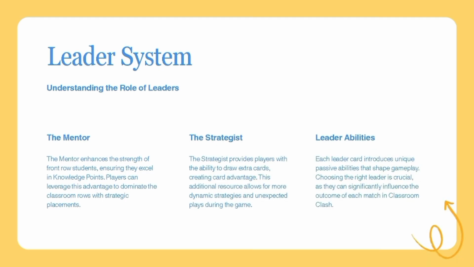The leader system. Each player selects one leader at the start of the game. Leaders provide unique passive abilities that influence gameplay. For example, the mentor strengthens students, particularly in the front row, while the strategist focuses on card advantage by allowing extra card draws. Each leader encourages different placement, making each match feel unique and strategic.